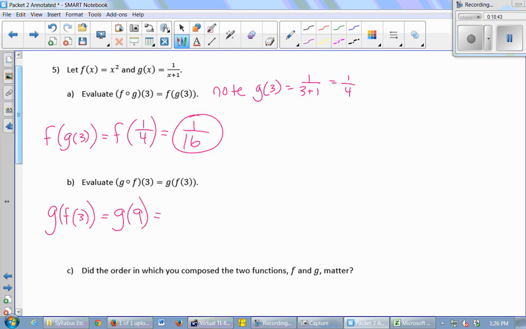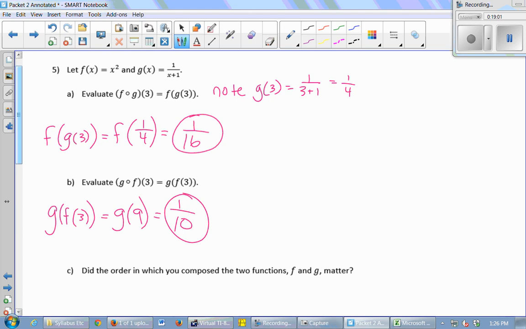1/10. You look at your g function, replace your x's with 9's, and you get 1/10. So is it commutative? Does the order matter? Yeah, the order matters, so it is not commutative. Commutative means you can change the order.